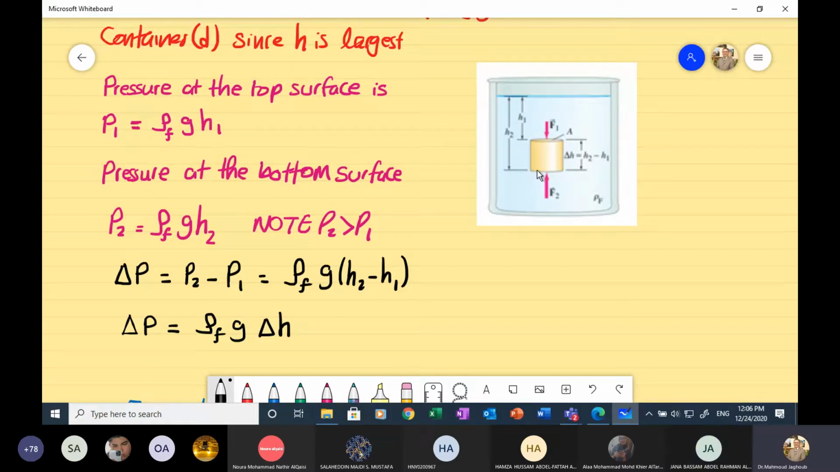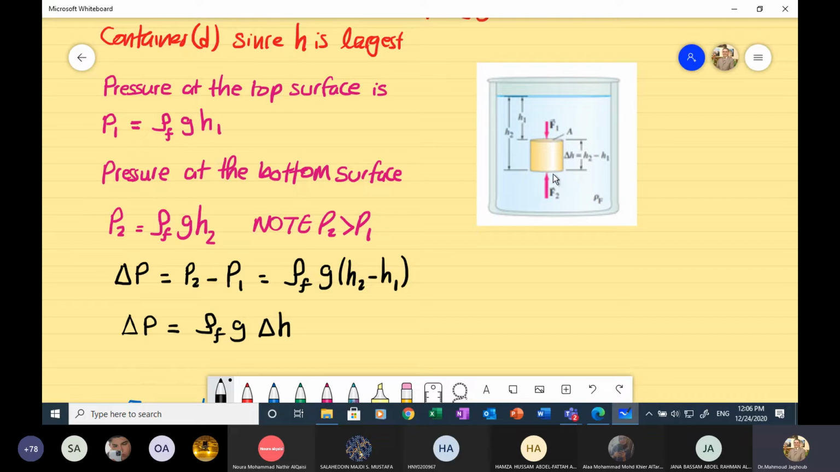Where is the pressure higher? On the top surface or on the bottom surface? On the bottom surface. Yes. Why? The question is why. Whenever you answer something, ask yourself why. If you can answer it, then most probably you are correct.